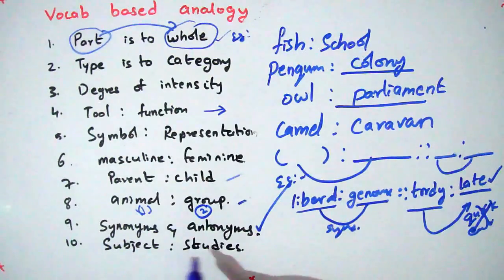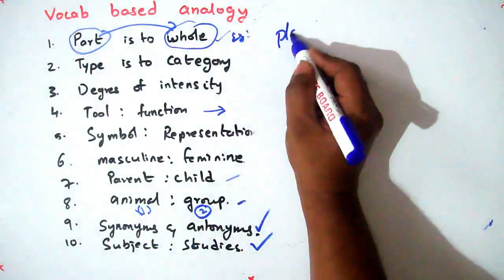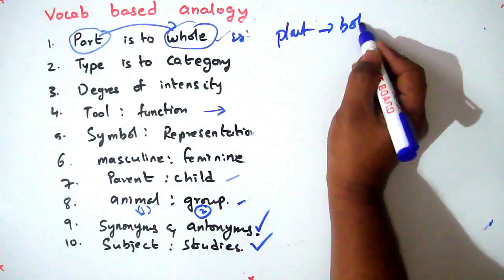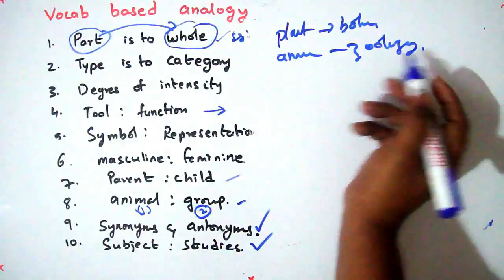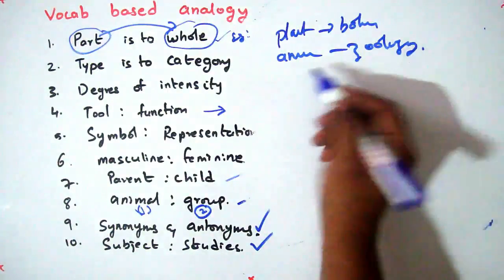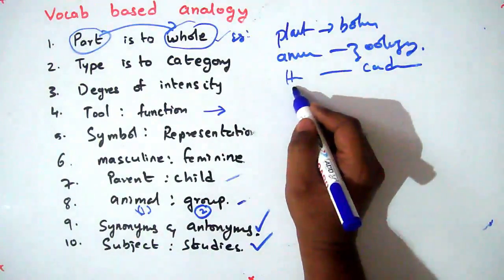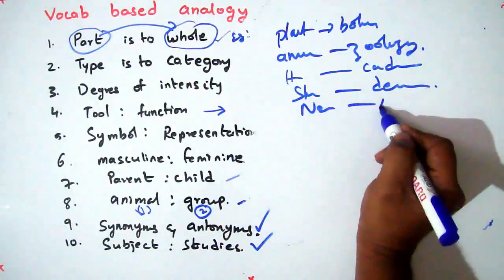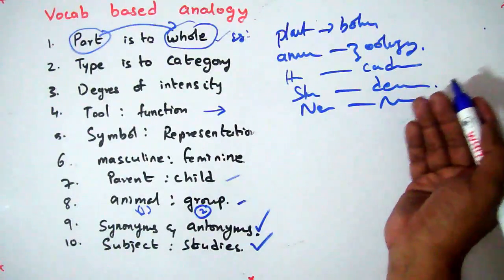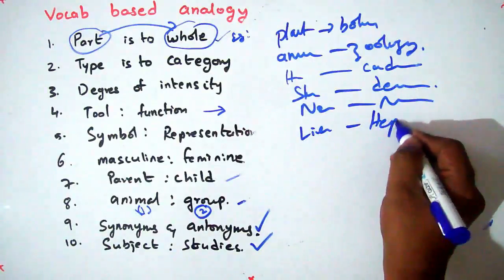And if we take subject and studies, there is a big list of subjects and studies, friends. The study of plants is called botany, and the study of animals is called zoology. In the same way, the study of the heart is called cardiology, and for skin it is called dermatology. For the nervous system it is called neurology. This way we have many names, friends. The study of the liver is called hepatology.